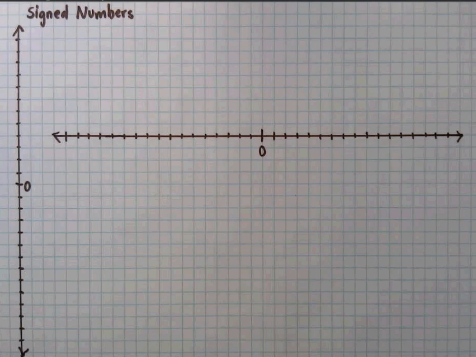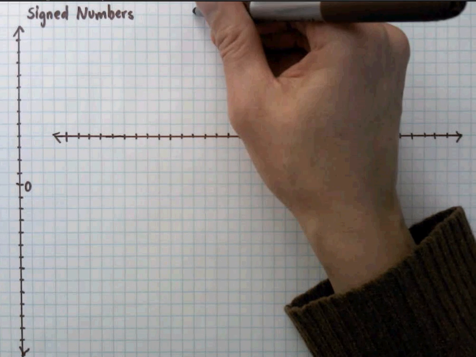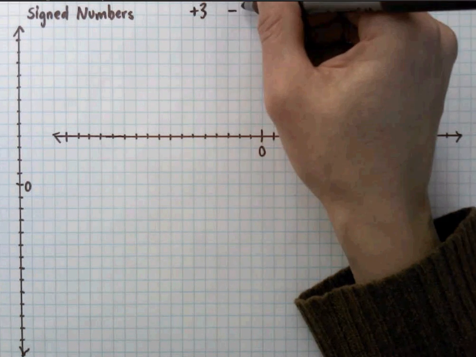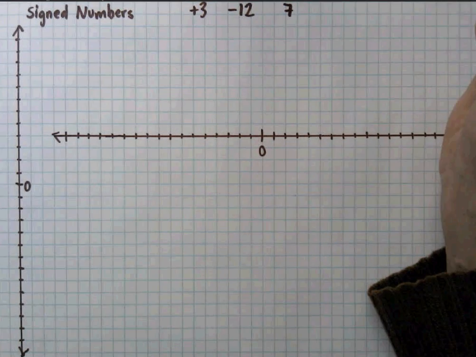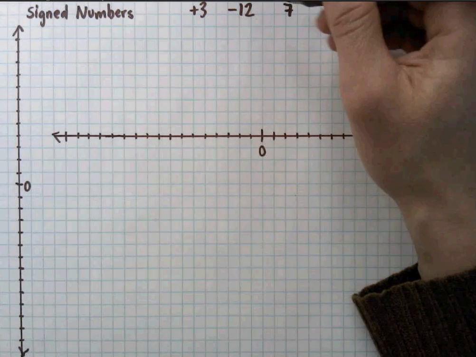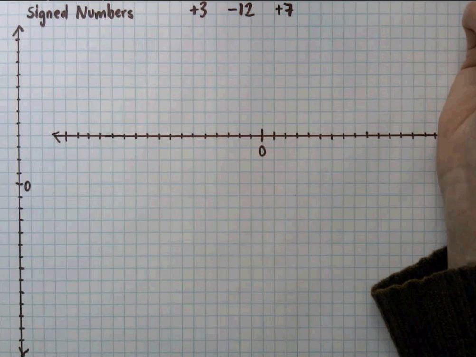In this video, I'm going to show some of the basics of signed numbers. The first thing you need to know about signed numbers is that every number is a signed number. If I say signed numbers, typically you would think of +3 or -12. But the number 7 also is a signed number. If you do not see a sign in front of a number, it is automatically positive. That is just a piece of math grammar to know.